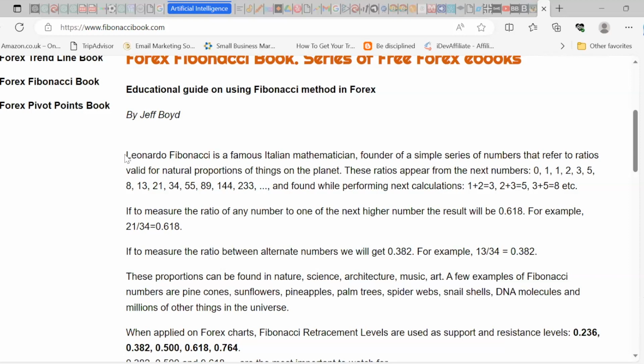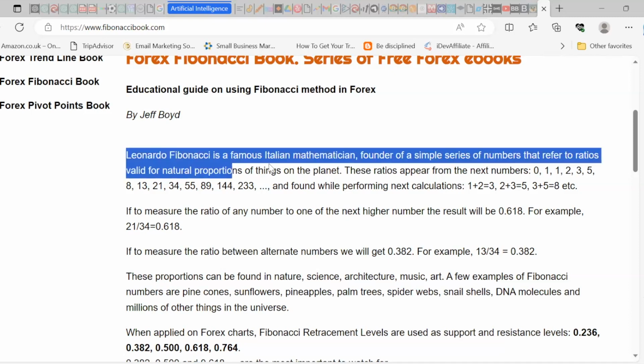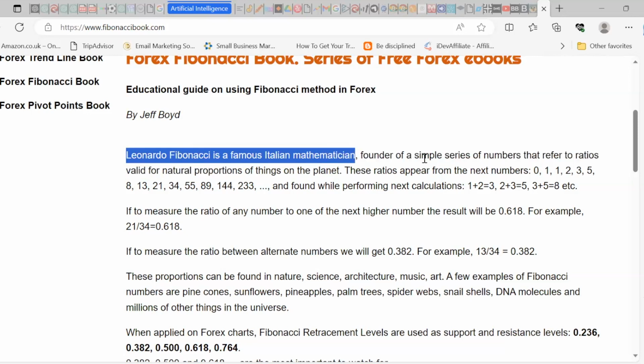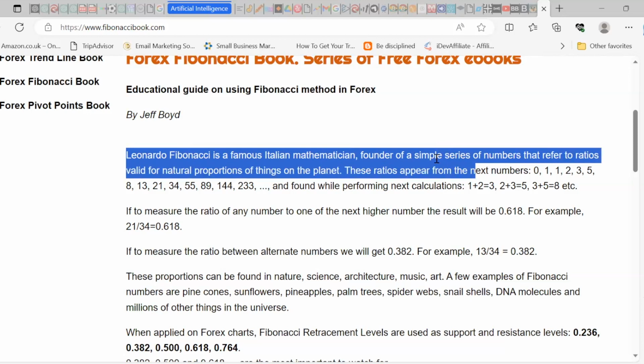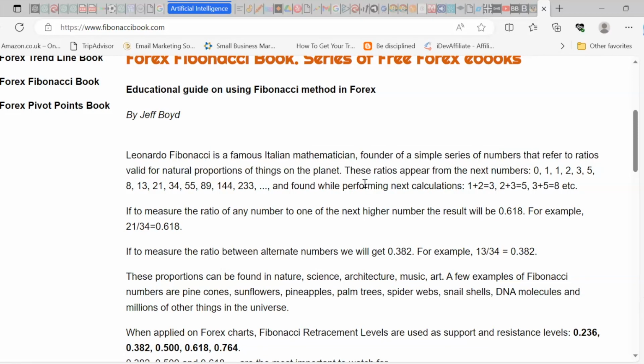If you have read anything about Fibonacci, you understand that Leonardo Fibonacci is a famous Italian mathematician who is a fan of a simple series of numbers that refer to the ratios valid for natural proportions of things on the planet. These ratios appear from the next number. The numbers are: you have 0, you have 1, then you have 1, 2, 3, 5, 8, 13, 21, 34, 55, 89, 144, 233, and so on.